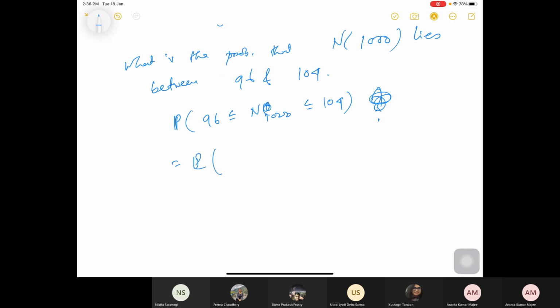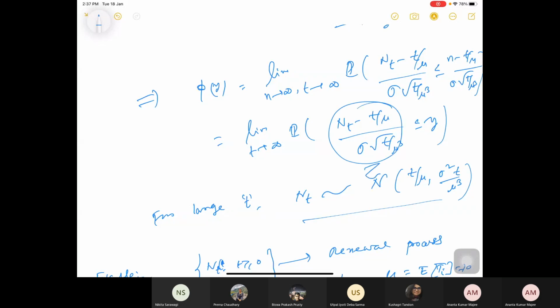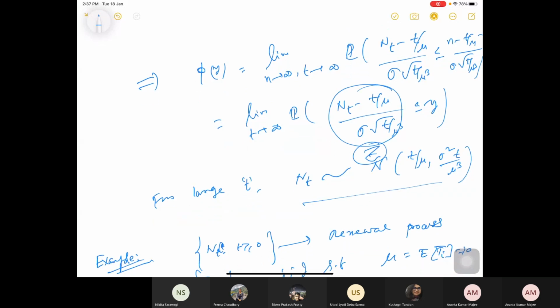This is the same as the probability of 96 minus 1000/10, divided by √(4 × 1000/...), is it not? Okay, there I have σ times root over of μ by things, actually I will put it. So here I write it in this form: this part is less than Z, which is less than 104 minus 1000/10 divided by √4. If you denote this part as Z, because this is normally distributed, Z is basically standard normal with mean 0.